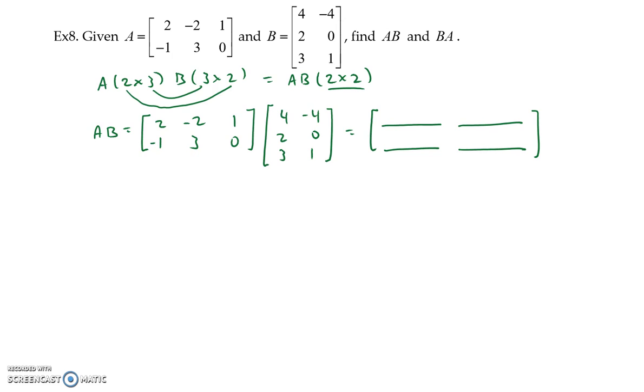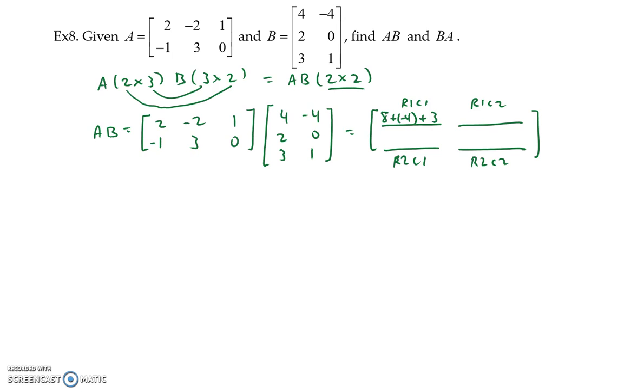We're going to take row entries from A and column entries from B. We have row 1, column 1, row 1, column 2, row 2, column 1, and row 2, column 2. Okay, pairing and multiplying and adding as we go. Here we go. So row 1 of A with column 1 of B, 2 times 4 is 8. Negative 2 times 2 is negative 4, so plus negative 4. And 1 times 3 is 3.